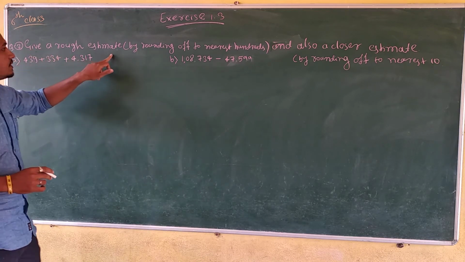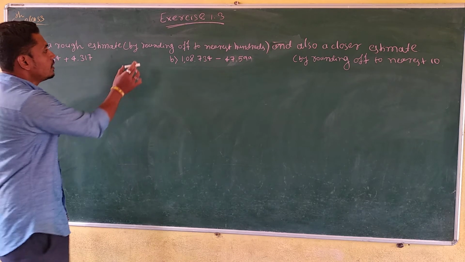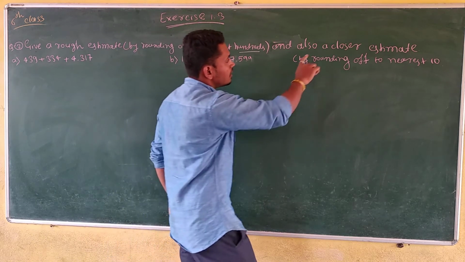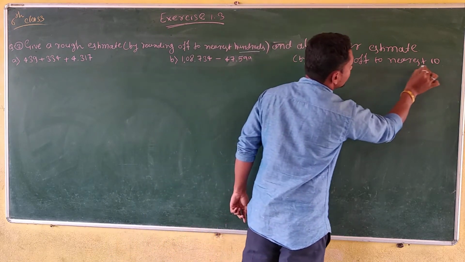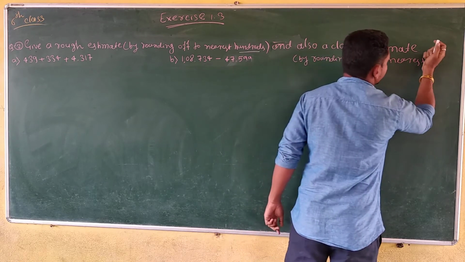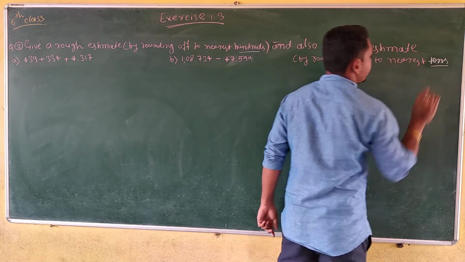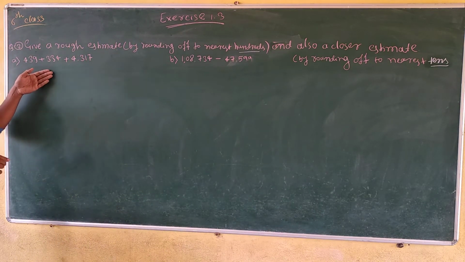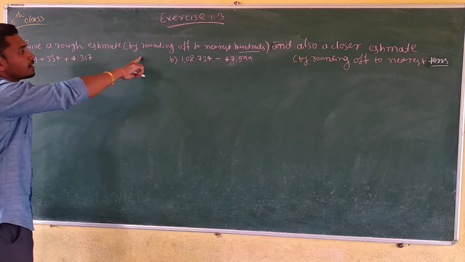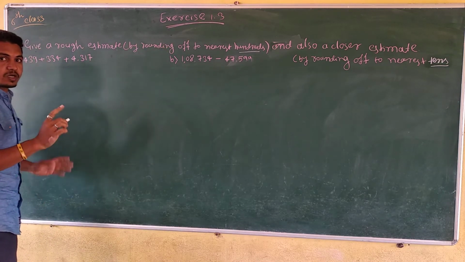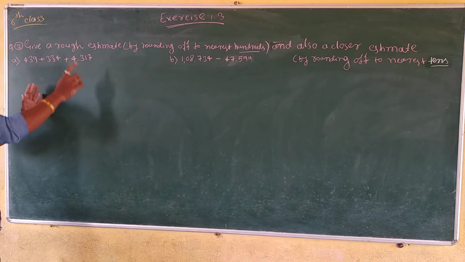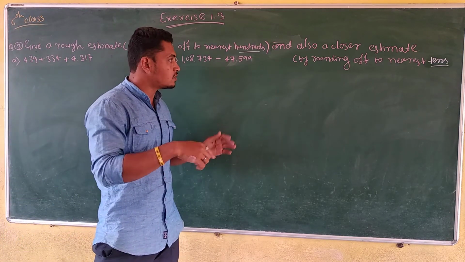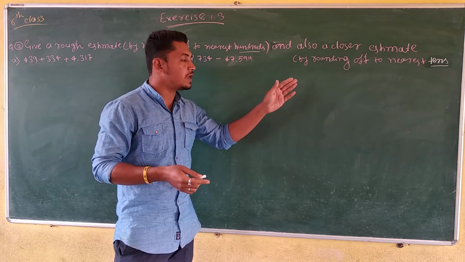Give a rough estimate by rounding up to the nearest hundreds, and also a closer estimate by rounding up to the nearest tens. Okay, nearest tens. Is it right? So first we have to solve this first example by rounding up to the nearest hundreds. First we give the estimate by rounding to the nearest hundreds, and after that we have to give the estimate by rounding to the nearest tens.